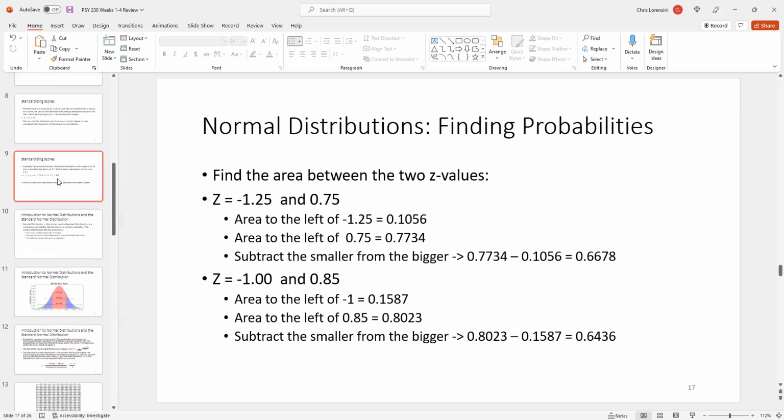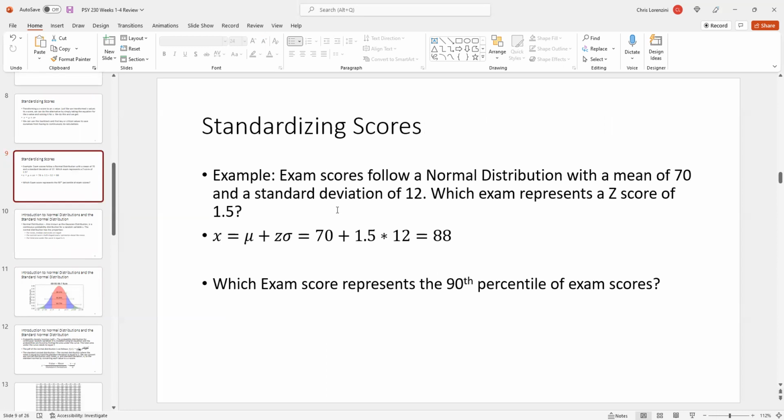So let's go back up to that previous problem I was talking about and say, okay, exam scores follow a normal distribution with a mean of 70 and a standard deviation of 12. Which exam score represents the 90th percentile of exam scores?